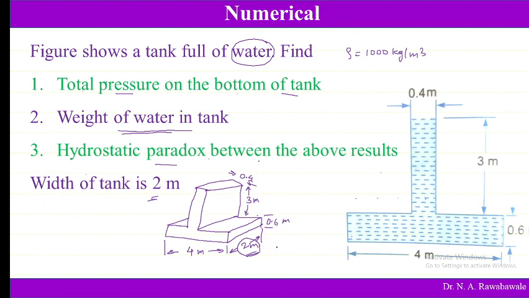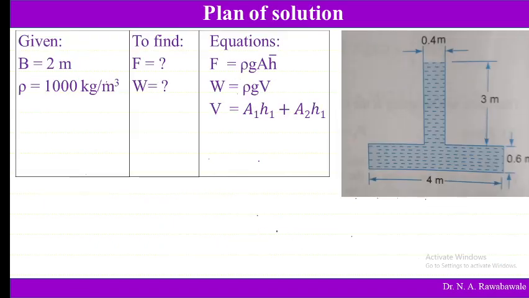Now to solve this, what is required? Width B is given as 2 meter, and the density of water is 1000 kg per meter cube. We have to find the force exerted at the bottom of the tank and the weight acting at the bottom of the tank. To find the force, the tank base is a horizontal surface submerged in a liquid, so we use the rho g A h bar equation. We know rho, we know g, and the area can be found. The area of this base surface is 4 into 2 meters.